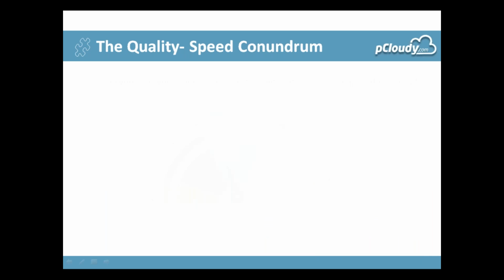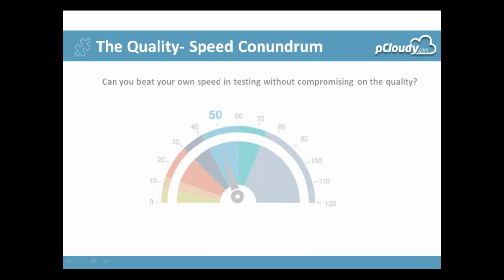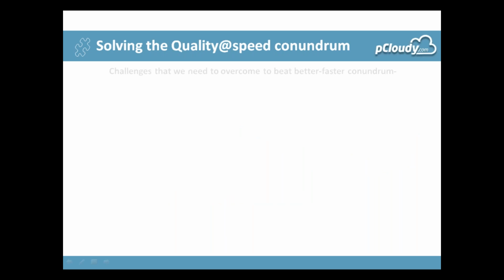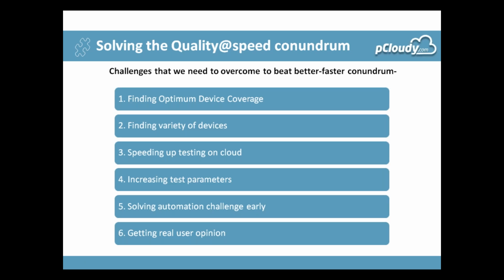So having said that, we talked about quality at speed and the potential roadblocks, but the question is how do we overcome that? And that is what we are going to talk about now. So what I have done as part of this session is cover the solutions that we have in store for users when they are using pCloudy. And those solutions are categorized into these 6 areas, which form the top 6 challenges when you talk about mobile app testing.